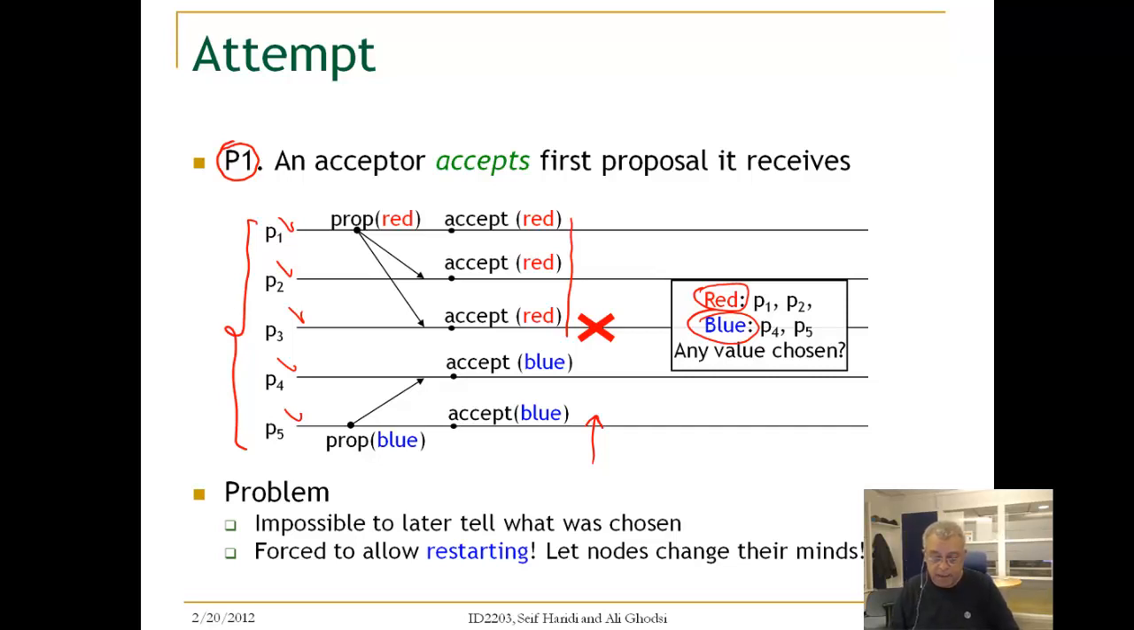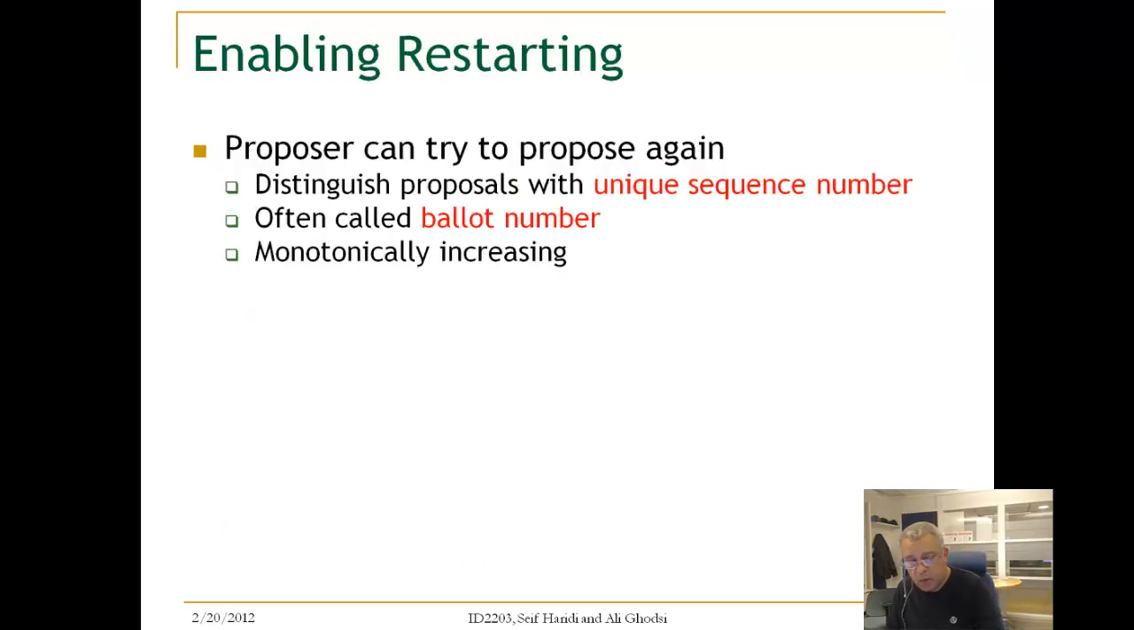So let the node change their mind, basically. So let us see what we can do. How to enable restart. Until now we say a proposer can try to propose again. If you can propose different values, we have to distinguish between the proposals, so we attach a unique sequence number to each proposal. It's often called a ballot number.